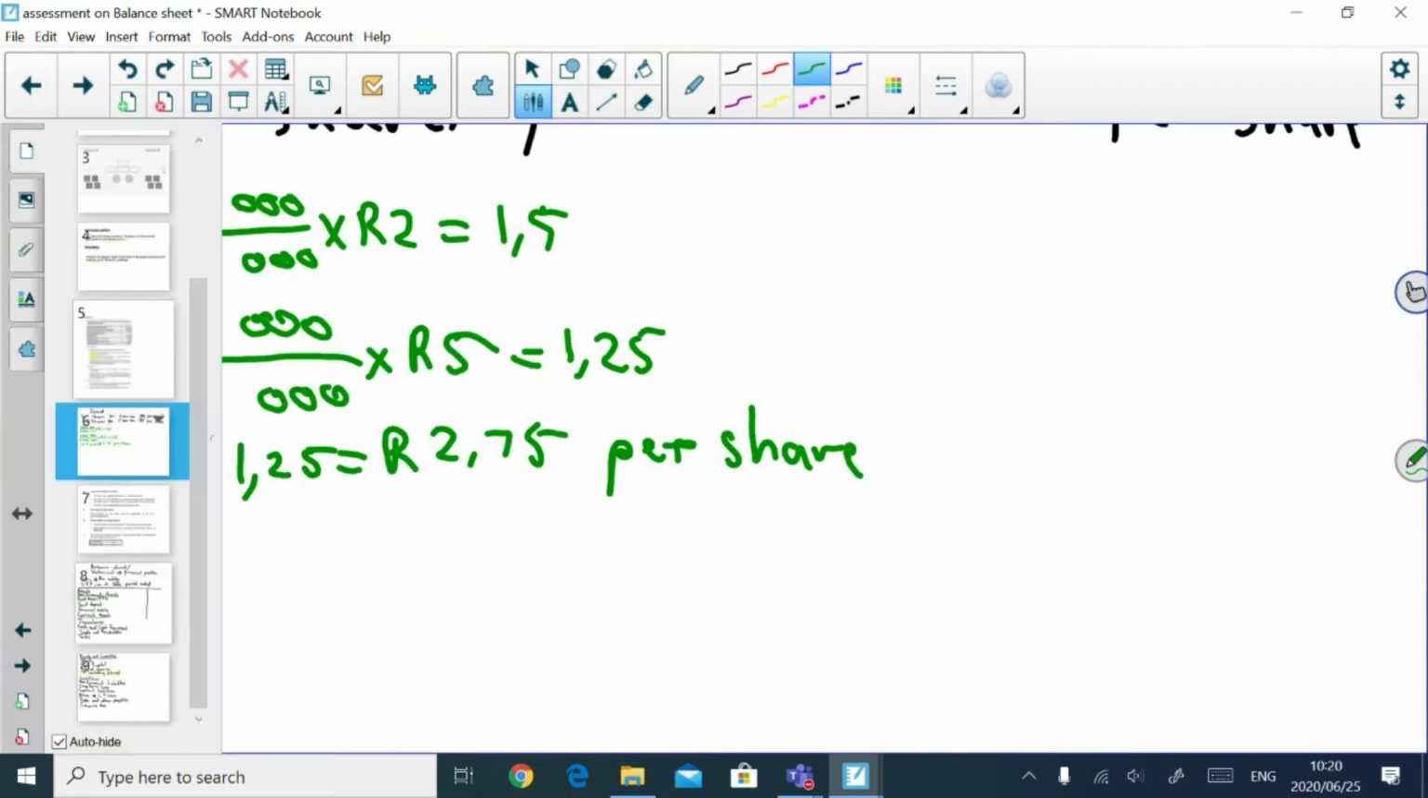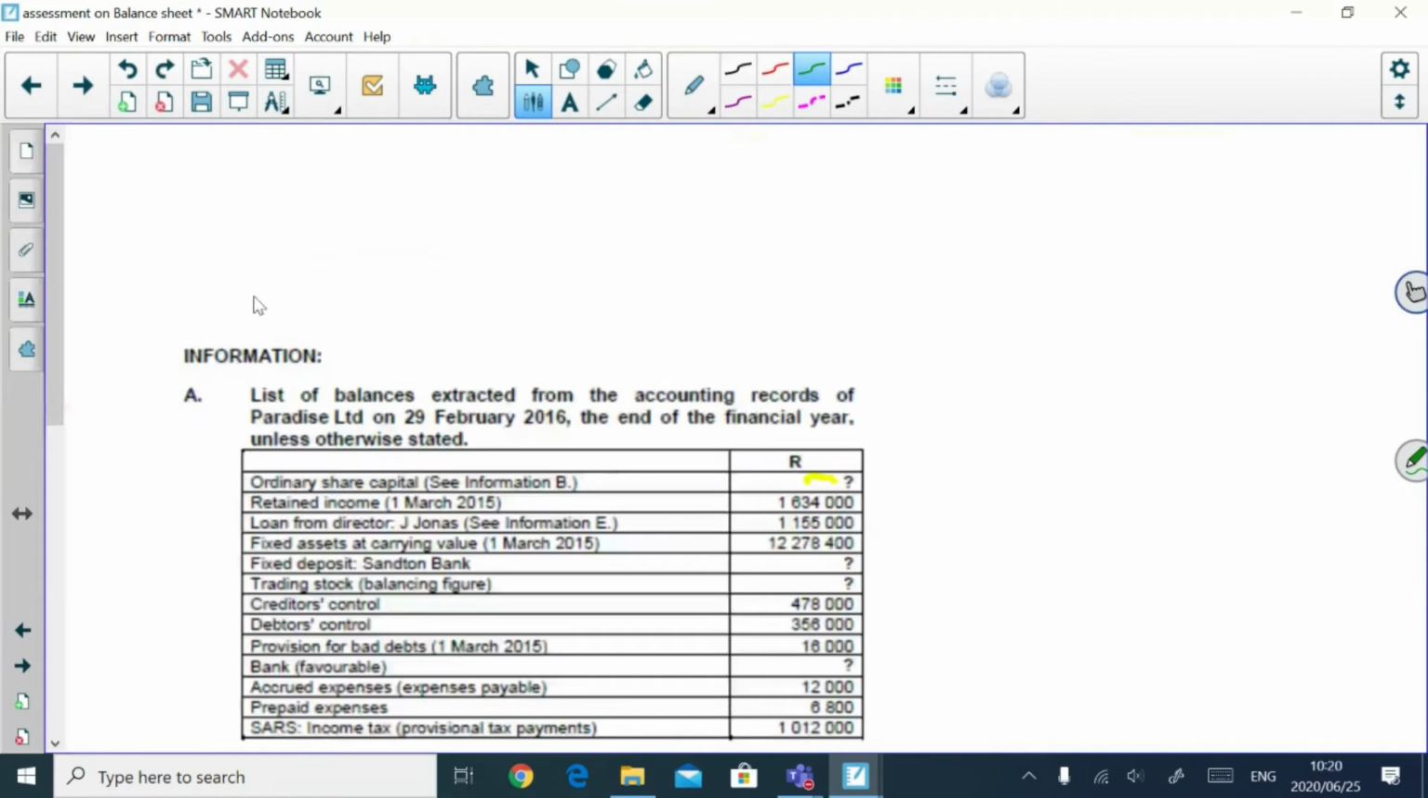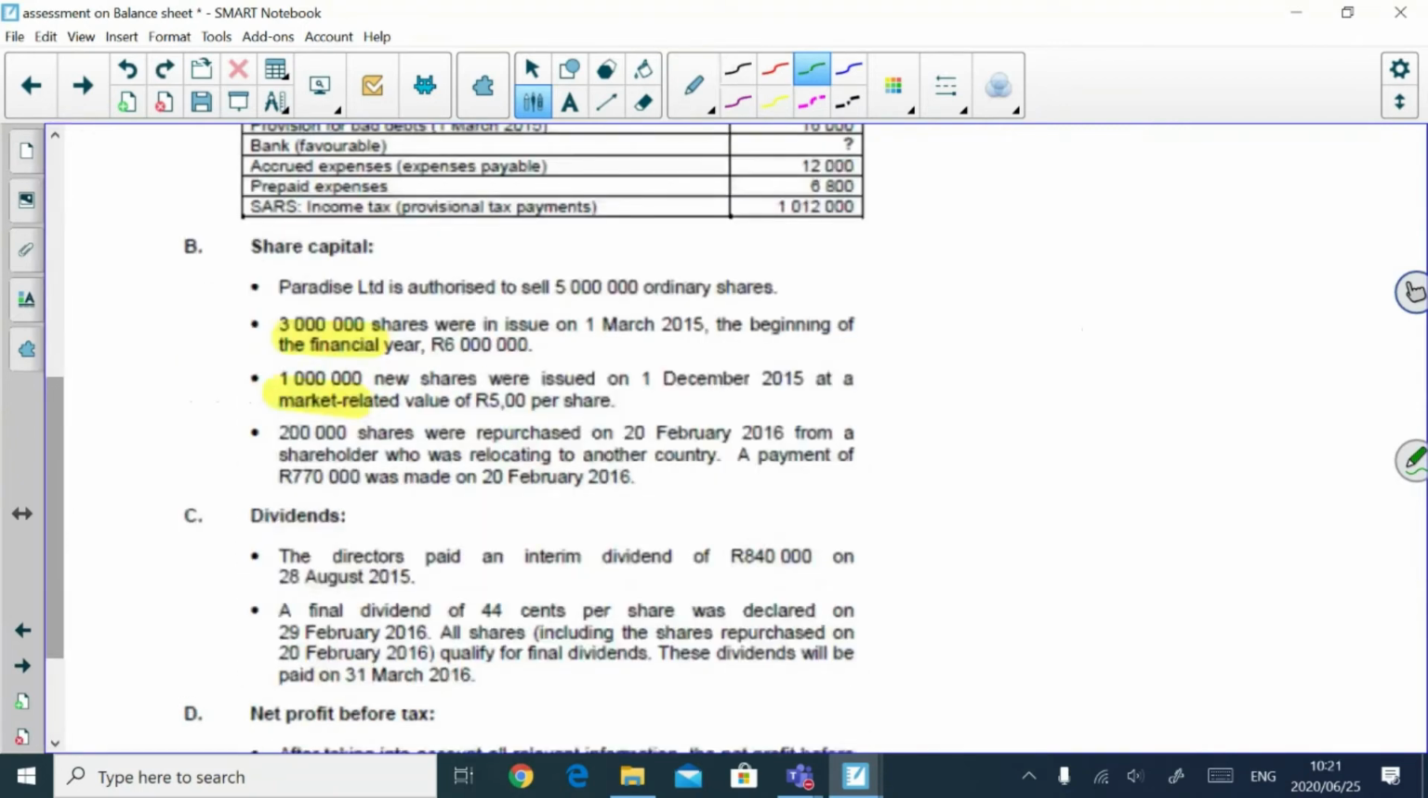Let's continue with our lesson, because they said something here also about the shares. 200,000 shares were repurchased in February 2016 from a shareholder who was relocating to another country. A payment of 770 was made on 20 February 2016.